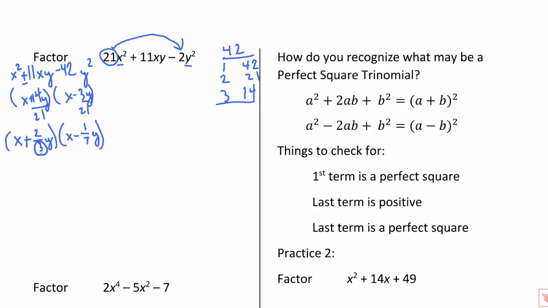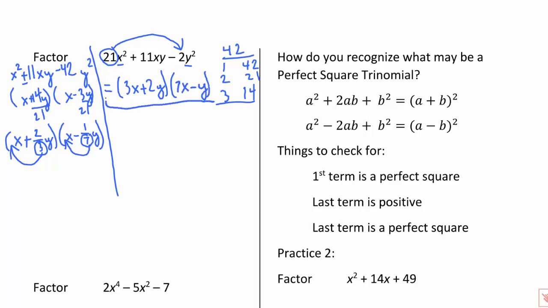And then whatever denominator you have, move it in front of the x. Same thing here. So that means that the factorization of 21x squared plus 11xy minus 2y squared is (3x plus 2y)(7x minus y). And there's your answer.